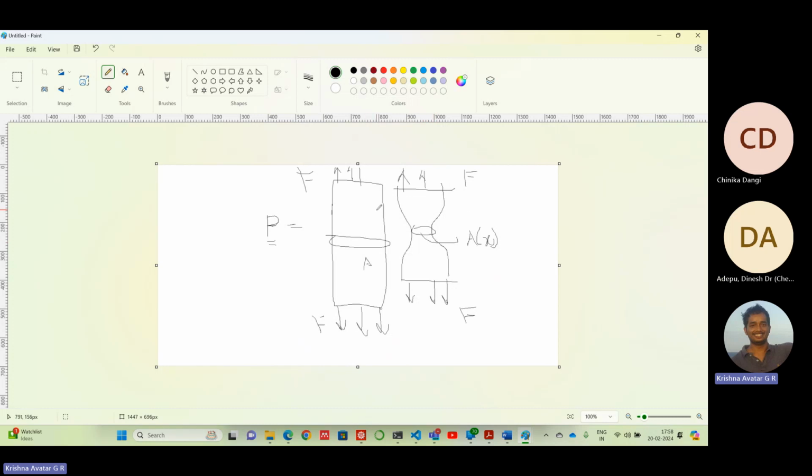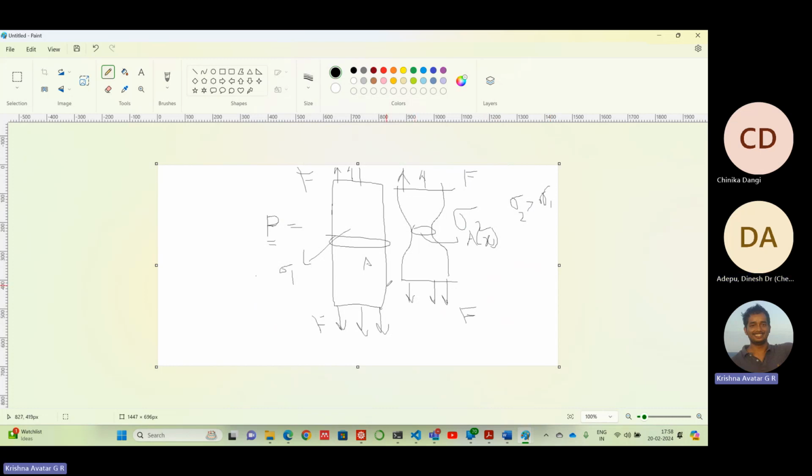Which means the measure of stress will change. Here stress will be something else, so let's just call it sigma 1, and this stress will be sigma 2. And we know very well that sigma 2 will be higher than sigma 1, because we divide by the area, and the area is lesser.